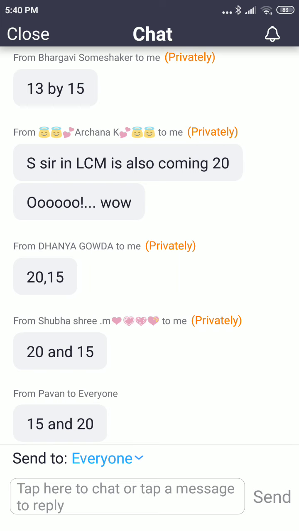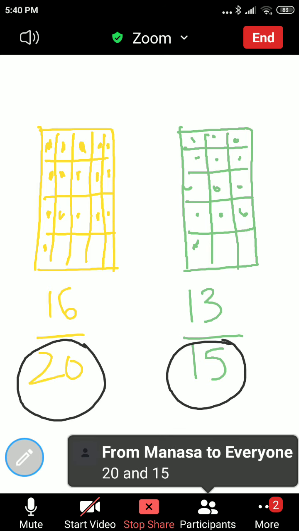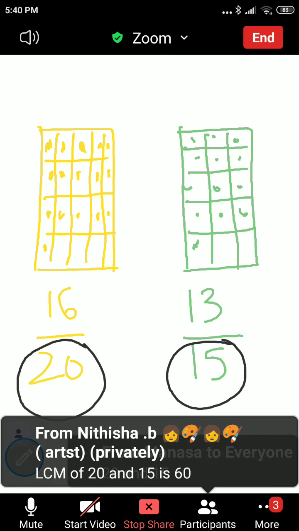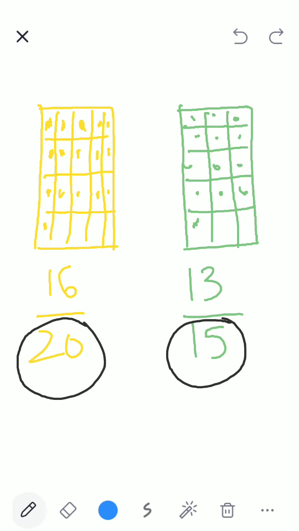Yes, correct. Preeti? Why 2 and 3? I have denominators 20 and 15. So I'll find the LCM of what? Least common multiple. Yes, I will find the LCM of 20 and 15. The LCM of 20 and 15.